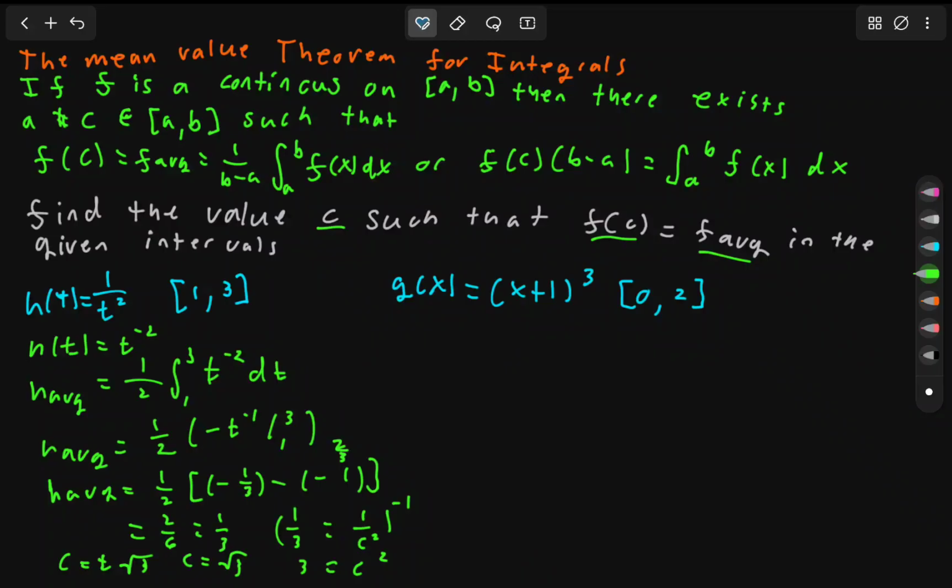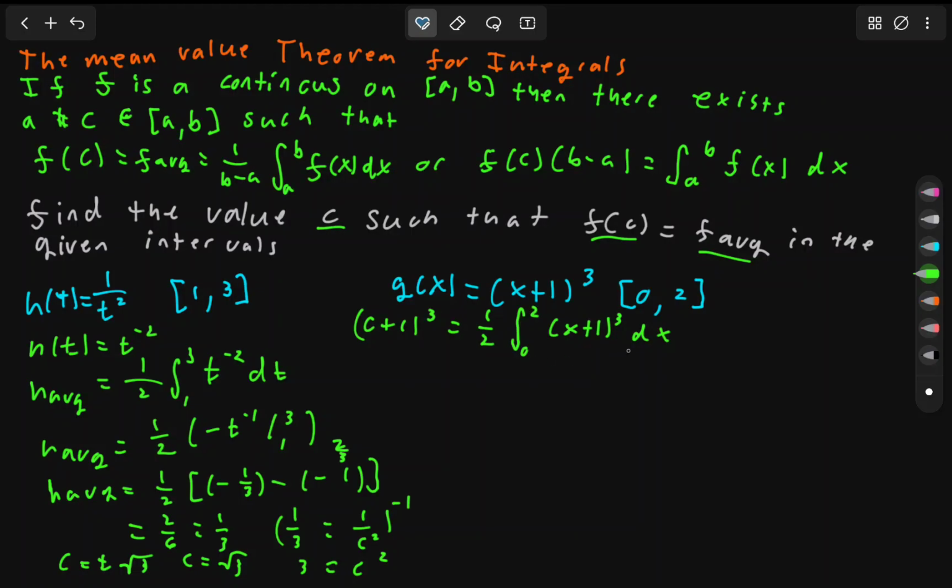Alright, for this next function, now that we've already solved for c is equal to the square root of 3, we're actually going to set this one up just a small bit differently. We're going to set it up like we're solving for c from the beginning. So we're going to say c plus 1 cubed is equal to 1 divided by 2 times the integral from 0 to 2 of x plus 1 cubed dx.